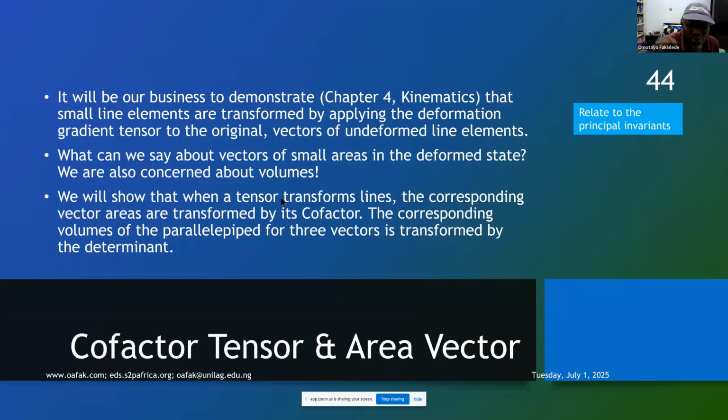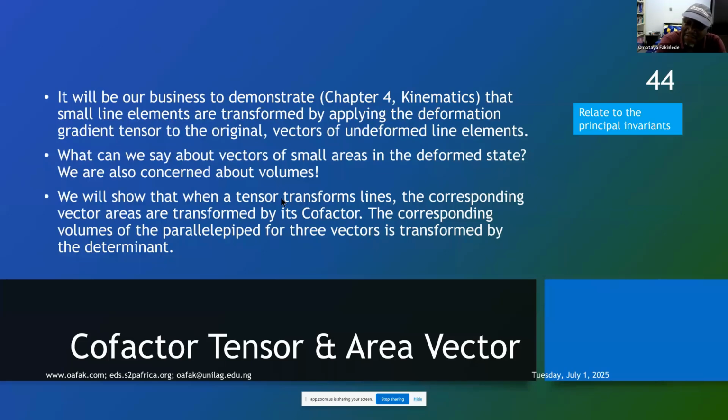Now, the question we are trying to answer here is, if I know how to transform the line element, the vectors, what does it say about the transformation of the areas? What does it say about the transformation of the volume? Suppose I have a particular infinitesimal area in the undeformed body. How can I calculate the area in the deformed body without measurement, just based on the information I have about the deformation tensor? That's the question.